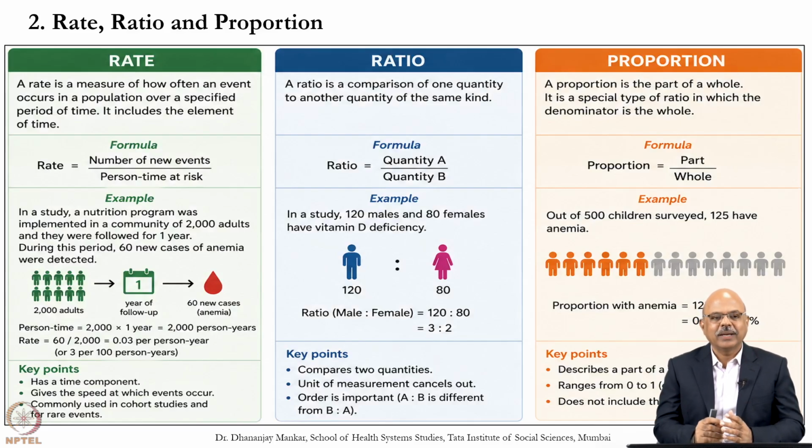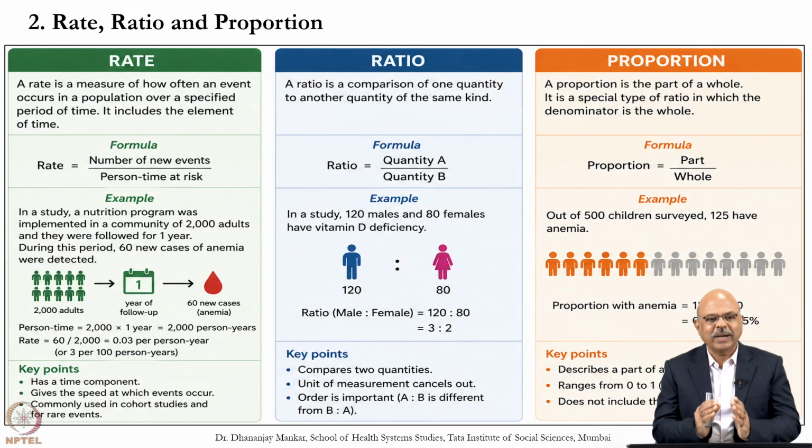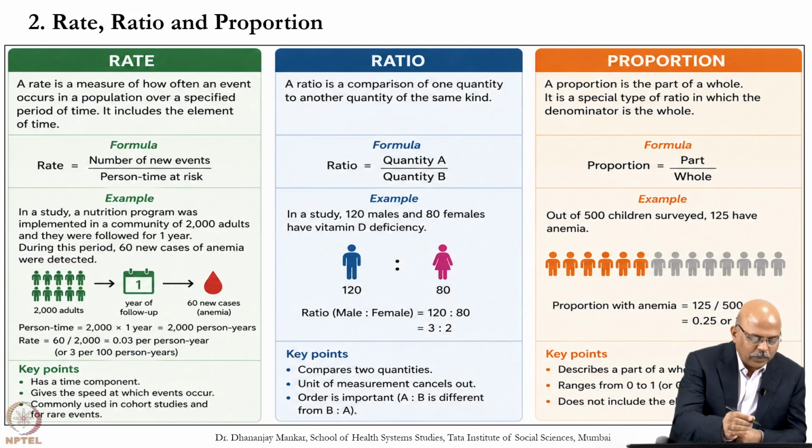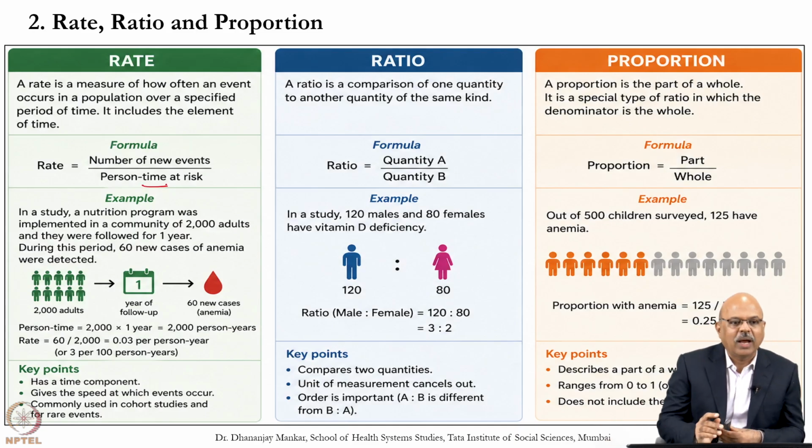A rate is a measure of how often an event occurs in a population over a specified period of time, and it includes the element of time. So time is very important over here. The formula for rate is the number of events divided by the person-time at risk. So it is very important that time is taken as a component to divide by.